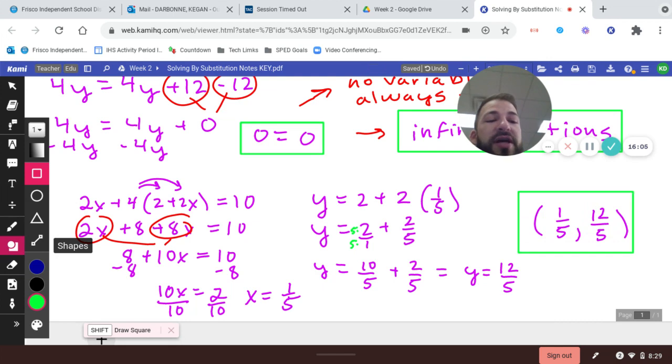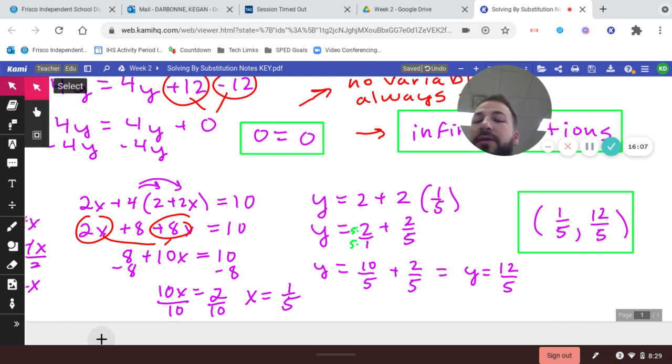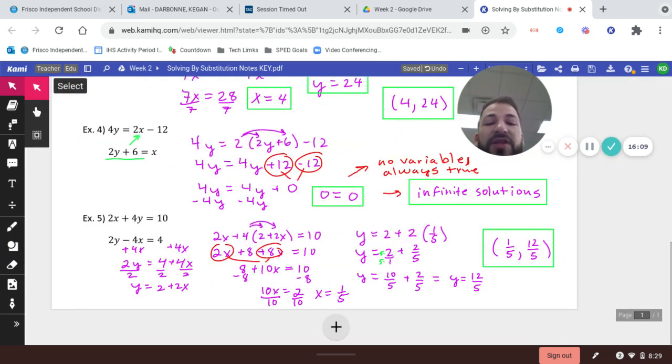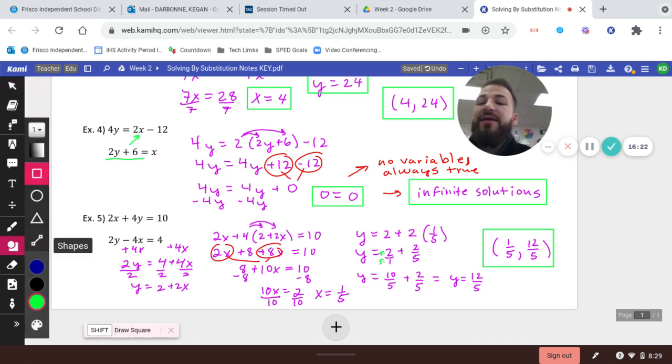And that's it. Usually they're nice and pretty numbers, but every once in a while, you'll get one that has some kind of difficult math. But you can always check this. Remember, we can use our calculator. We could graph these equations and check it in our Desmos calculator. If you get 1/5, 12/5, and you're like, I don't know, those answers look weird, you can always check it in your Desmos calculator.